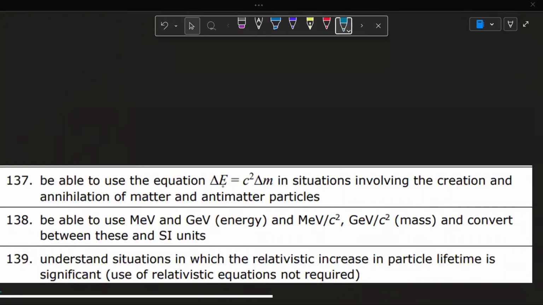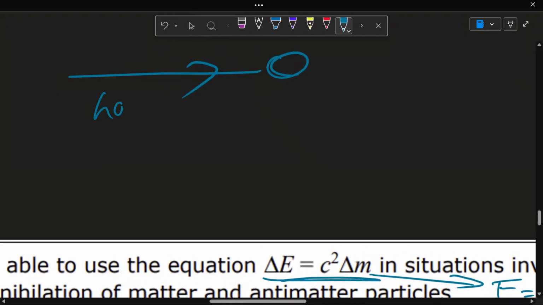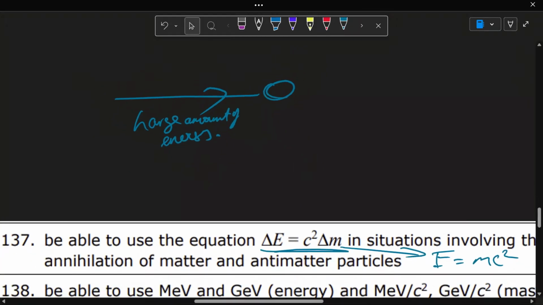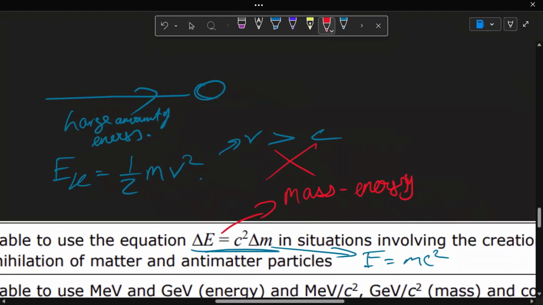Okay, so now we've got Einstein's famous equation, E equals mc squared. But what does this actually mean? Imagine you've got a particle moving at incredible speeds, to have a large amount of energy. If you were to use kinetic energy equals half mv squared, you might get v being greater than the speed of light, which just isn't possible, right? So the whole point of this introduces mass-energy equivalence. And this is what forms the basis of special relativity.